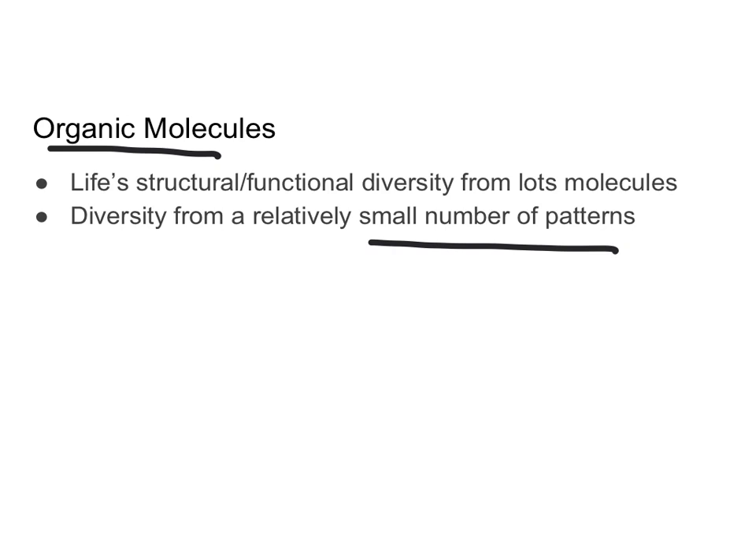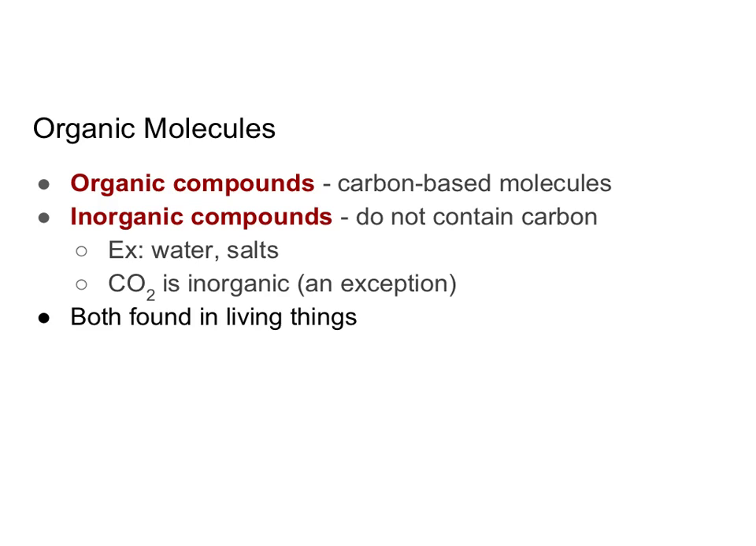Living things have a lot of diversity because there are a lot of different molecules that exist in living things. However, because these molecules are made up of a relatively small number of patterns, if we learn to recognize these patterns and understand what properties they give a molecule, we'll be able to better predict how molecules react in the body. So before we can go any further, we have to talk about what an organic molecule is.